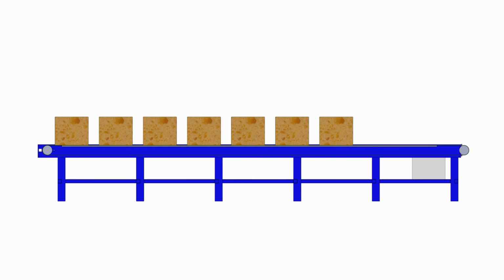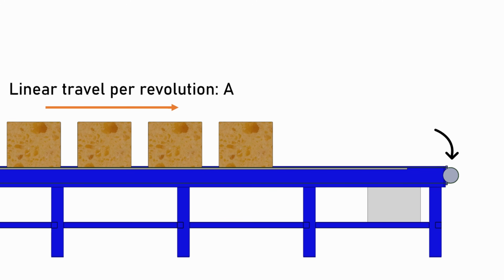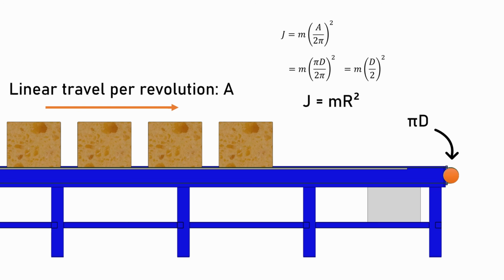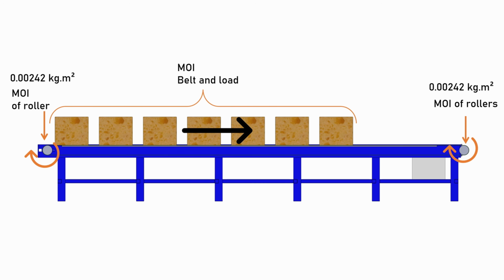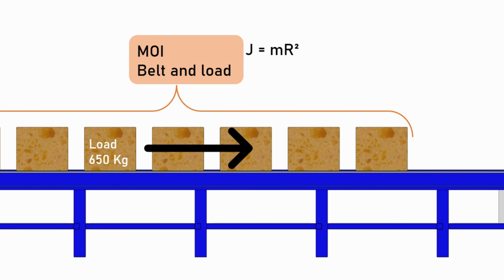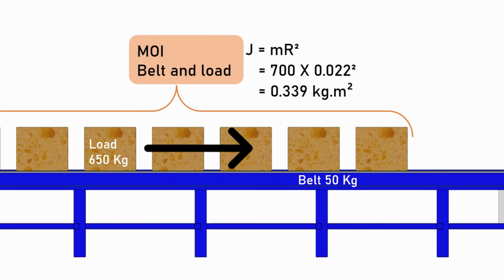Whereas in a belt conveyor, linear travel per revolution A becomes the roller circumference. So the equation will simplify to m r square. Therefore, for this belt conveyor, the moment of inertia of the moving load, 650 kg plus 50 kg of belt, total 700 kg, will become 0.339 kg meter square.